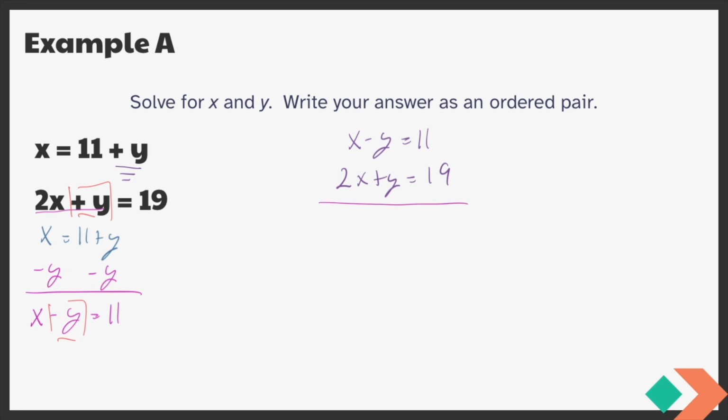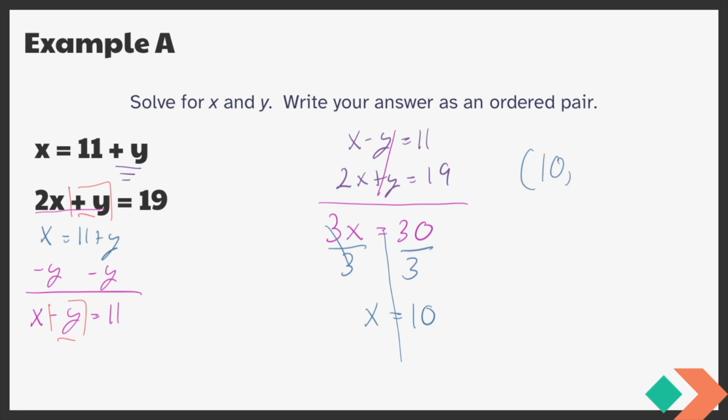So x plus 2x is going to give me 3x. Positive y and negative y are going to cancel, and 11 plus 19 is going to give me 30. So I've got 3x equals 30, and I've got a one-step equation. So I'm going to go ahead and draw my wall, divide both sides by 3, and I get x is equal to 10.